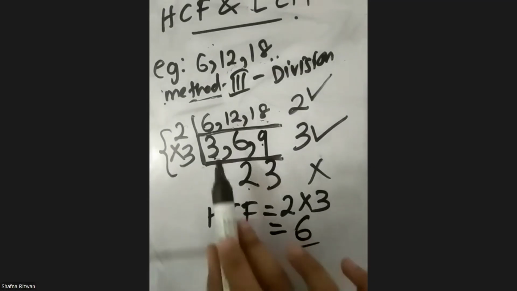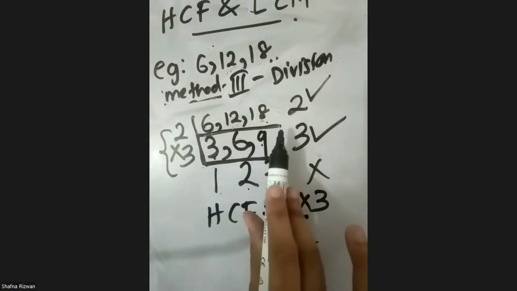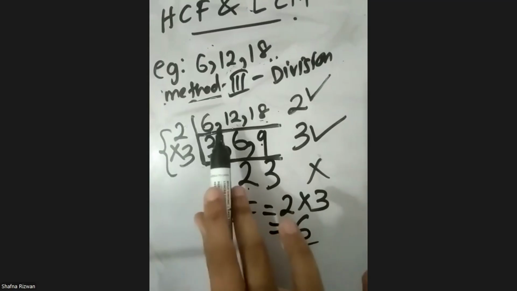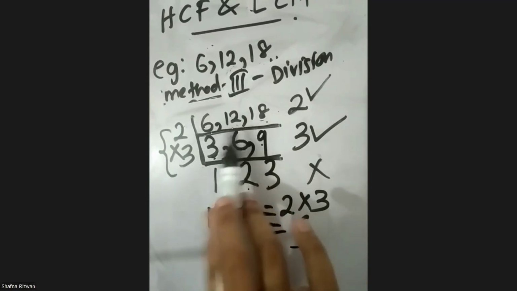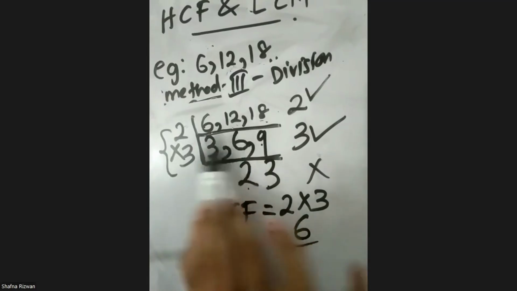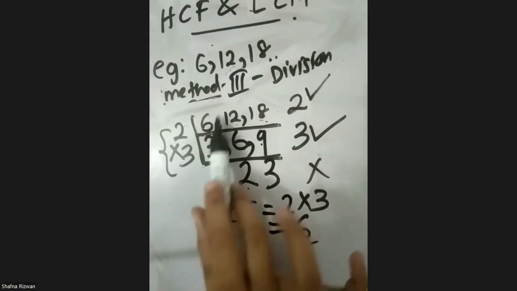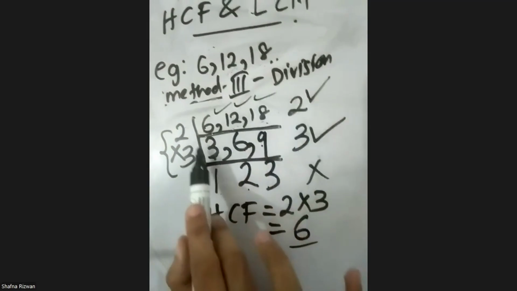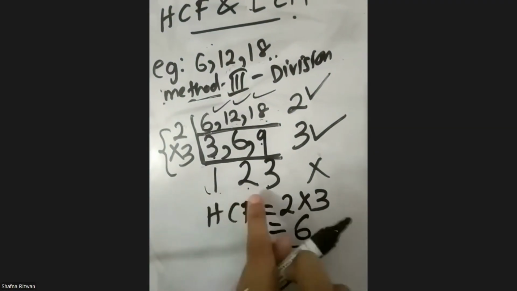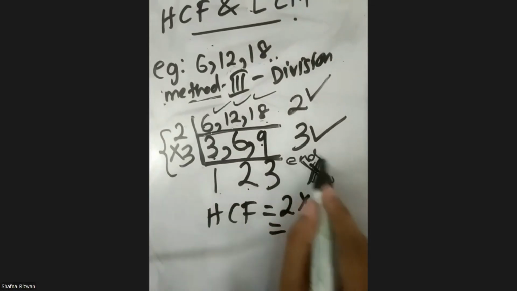Did you understand? In method 3, the division method, write all your 3 numbers in one long division and see which number divides all 3 numbers together, and write it here. If you don't have a number which divides all of them, don't take it. Only when you have one number which divides all 3 numbers together, then take it. Finally, do you have any number here which divides 1, 2, 3 together? No, you don't. That means that is the end. You have to understand that is the end.